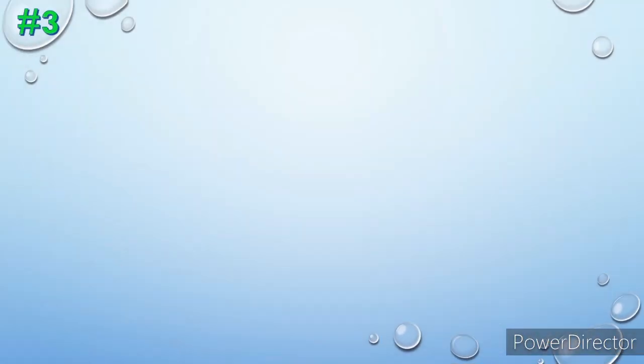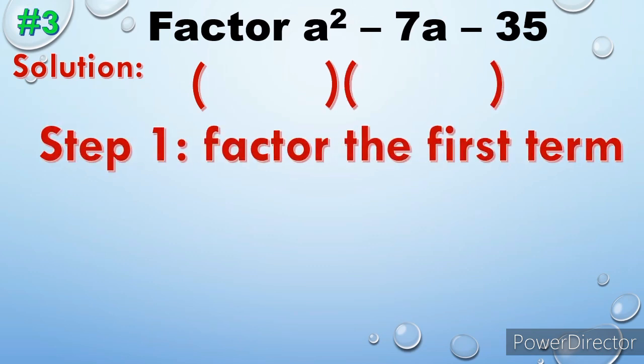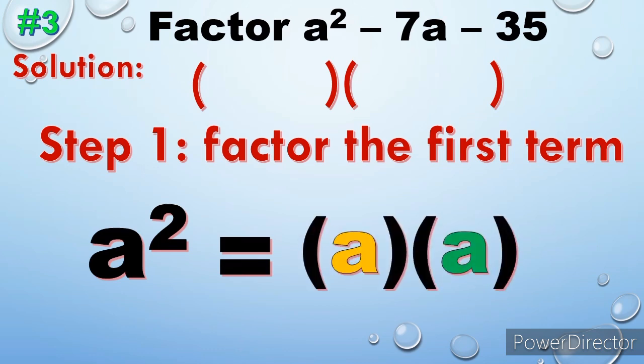Okay, so next, let's have another example. Factor a squared minus 7a minus 35. Okay, again, so this is the solution. Step 1, factor the first term. So the first term is a squared and it is equal to a times a. Okay, so susulat na natin agad dun sa first term natin ng binomials natin.